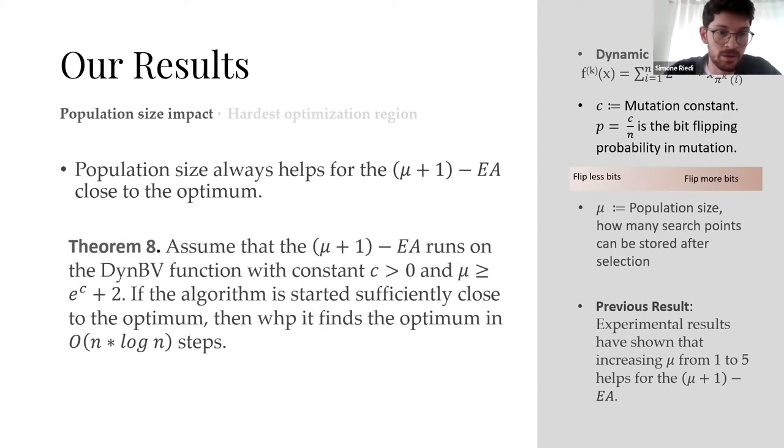So here's the theorem that we have. If we assume that the mu+1 EA runs on the dynamic BinVal function with constant parameter C and some population size that depends exponentially on the mutation constant, and the algorithm is started sufficiently close to the optimum, then with high probability, it will find the optimum in quasilinear time steps.